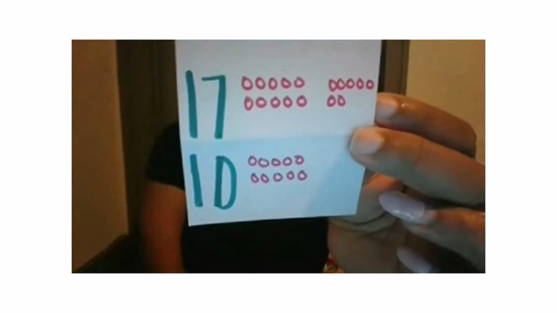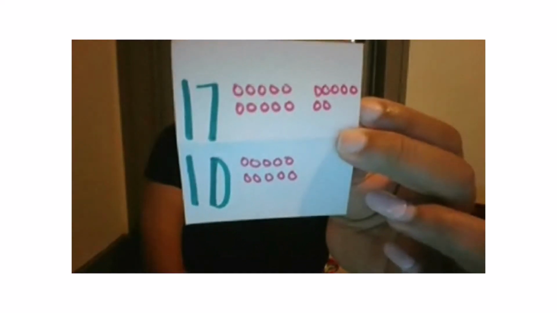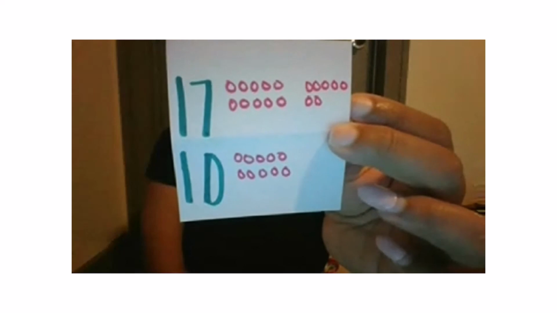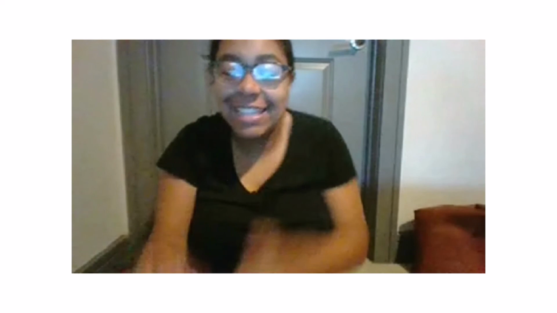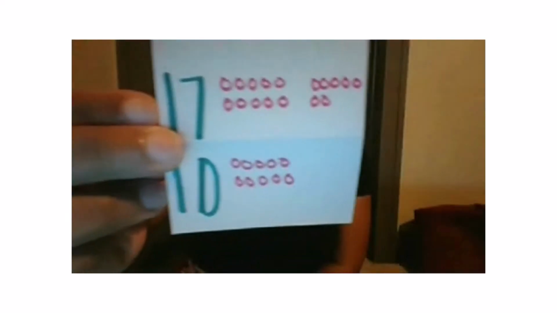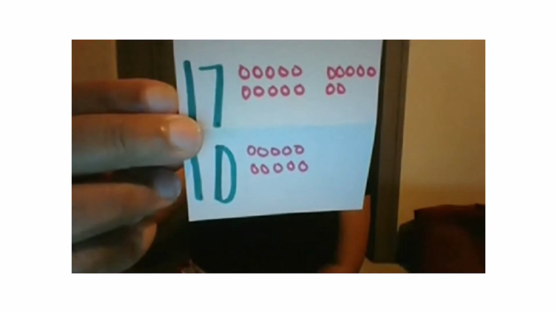Alrighty, friends. So, guess what? Your drawing should look like mine. So, there are 17 circles, 10 circles. You're going to tell me which number has the fewest amount. Which number is fewer? Which number is less? When I say fewer or less, I mean less, the smaller amount.